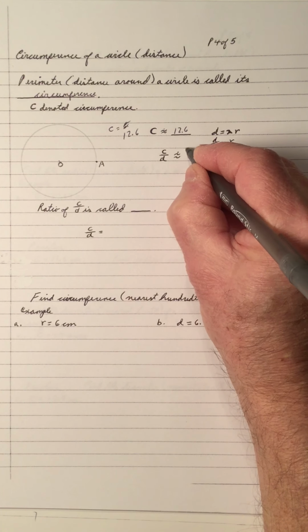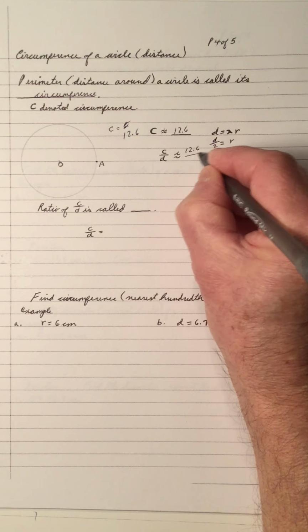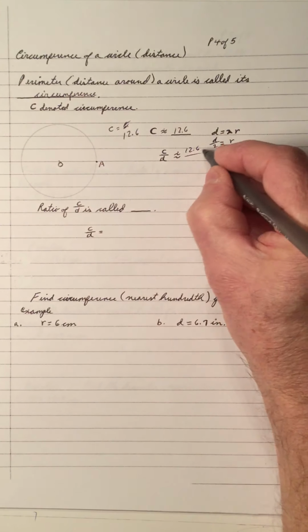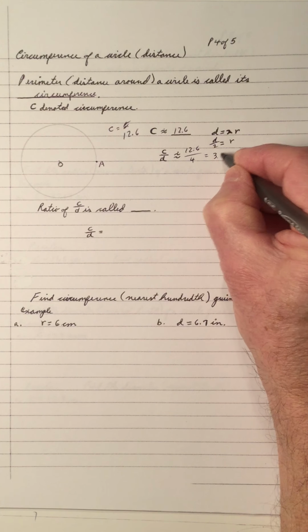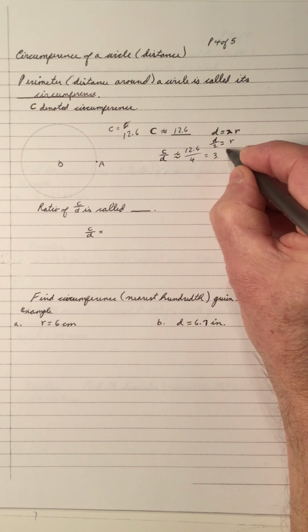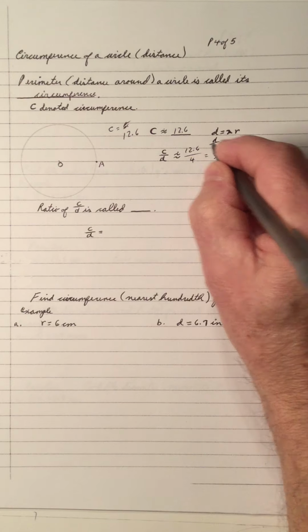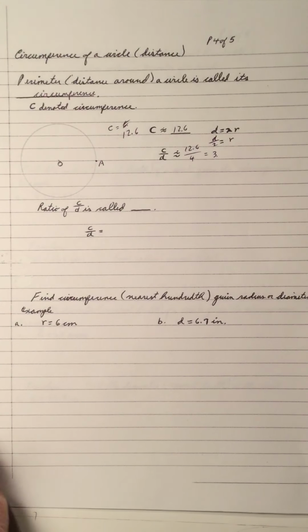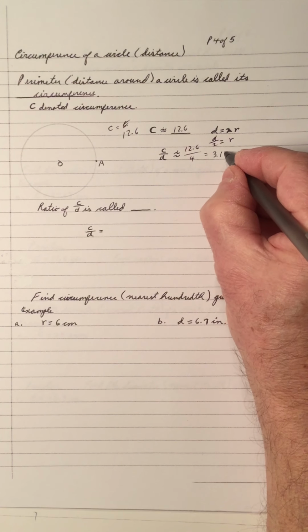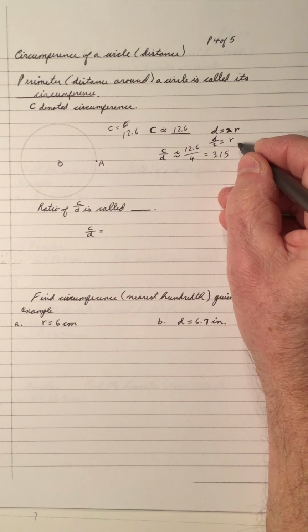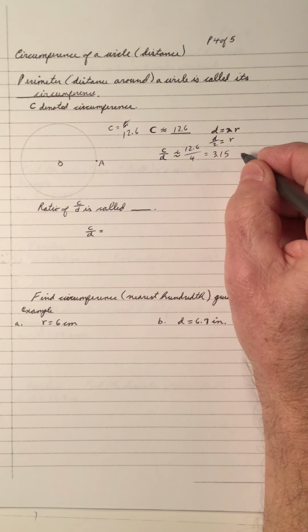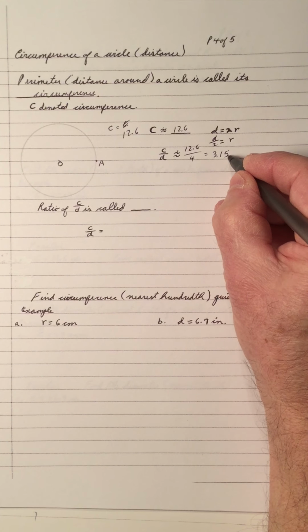So if you take your 12.6 and divide it by your diameter, which is 4, you're roughly going to get a number called 3 point something, and you get a decimal for this. If you divide that out, 12.6 divided by 4, you would probably get roughly 3.15 if you use your calculator or pencil. If you all did that, you all would get close to 3.15.